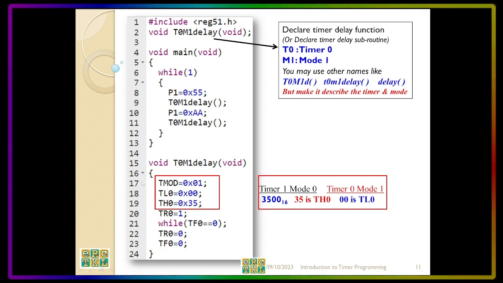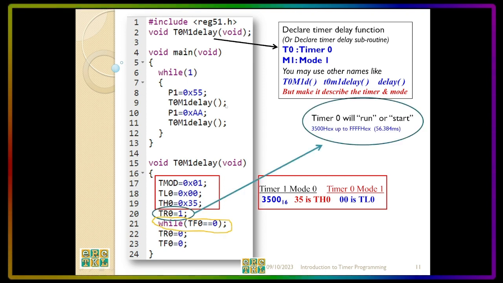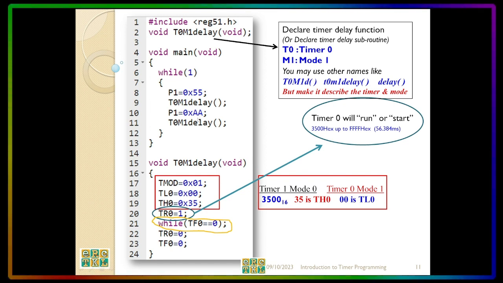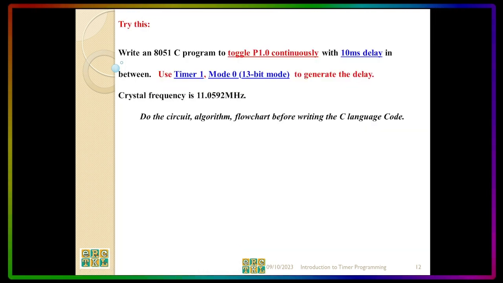And then it will go back to whoever called the function, which is line number 9. Therefore, line number 9 will produce the required delay of 56.384 milliseconds. And after 56.384 milliseconds, whatever is the value of P1, which is actually 55 hexa or 0101 0101, will now be toggled to AA, which is 1010 1010. So there you go. This is our example for timer programming.